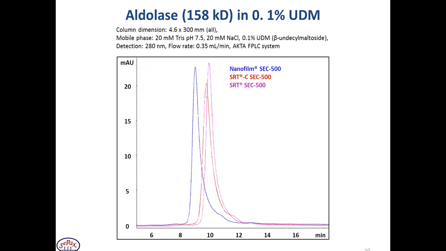When we attempted to run the same sample on the larger 500 angstrom pore size column with another maltoside detergent, UDM, we lost the resolution that we saw previously of the aggregate and determined that the 300 angstrom pore size that we ran before this was more appropriate here.